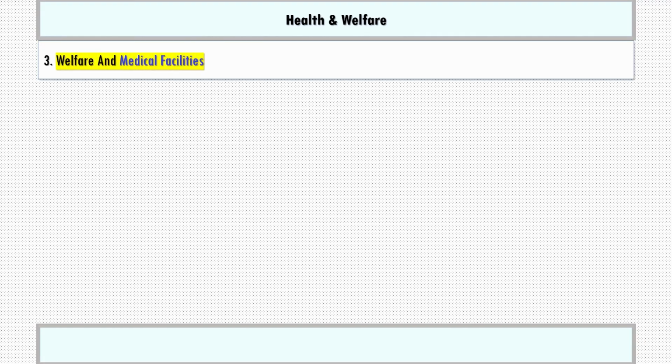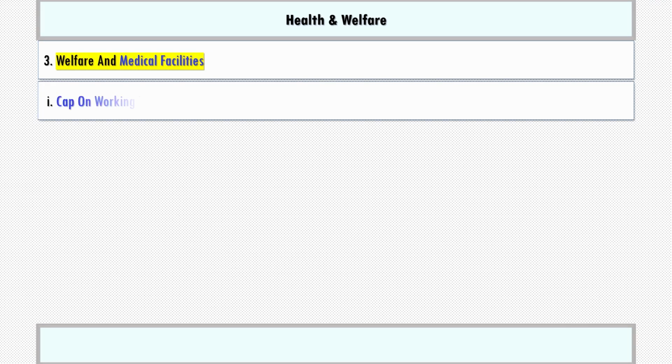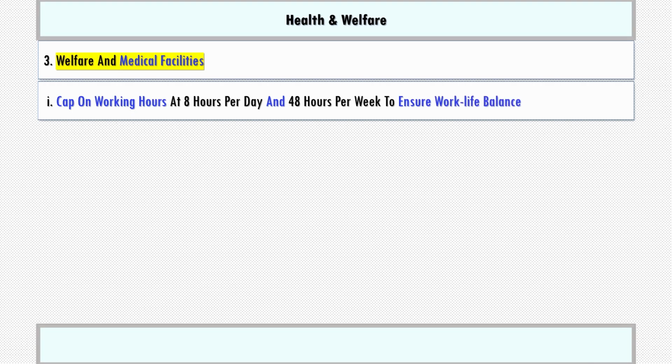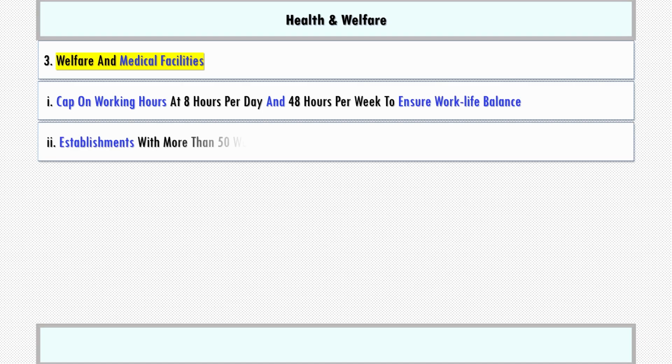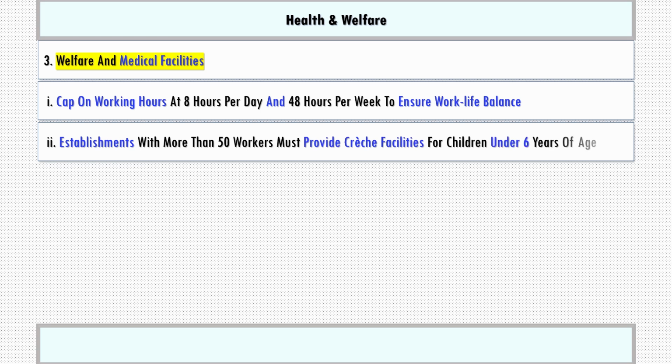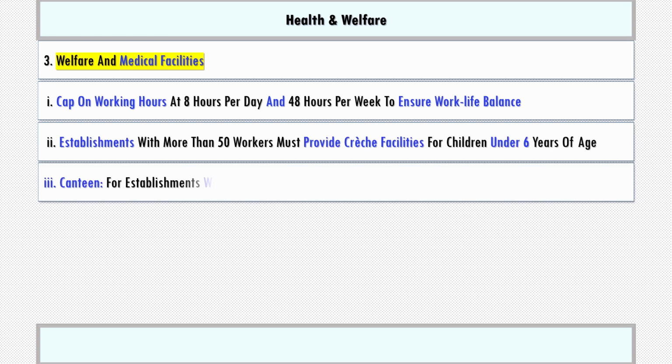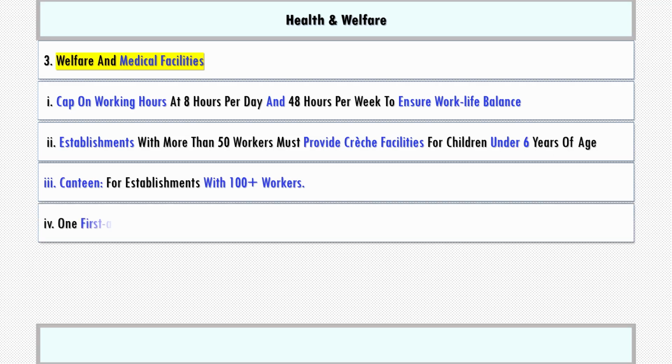Third set of health and welfare measures under welfare and medical facilities. The number of working hours capped at 8 hours per day and 48 hours per week to ensure work-life balance. Establishments with more than 50 workers must provide creche facilities for children under 6 years of age. Canteen provided for establishments with 100 and more workers. One first aid box to be there for every 150 workers.